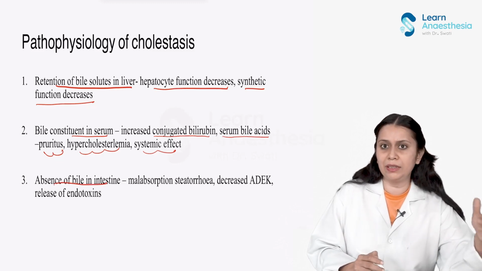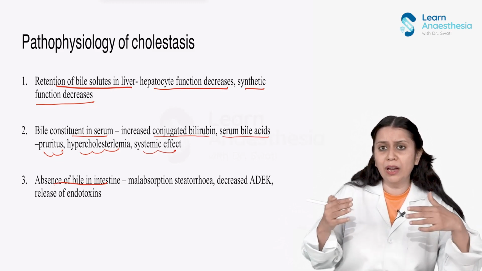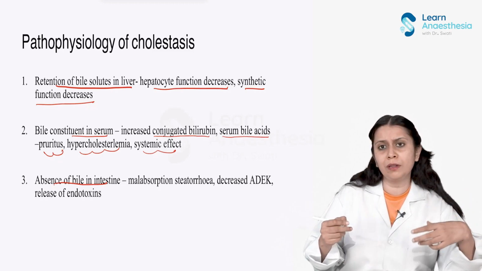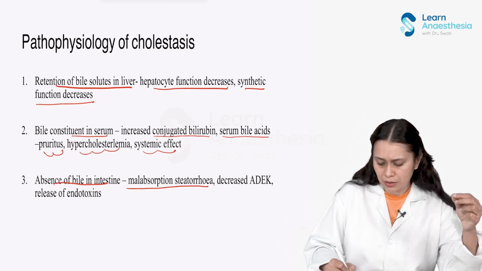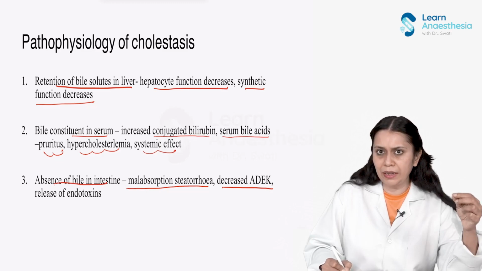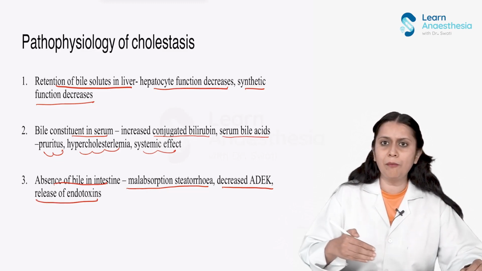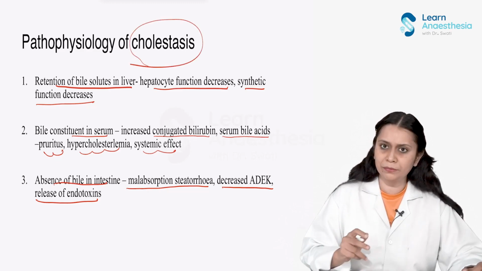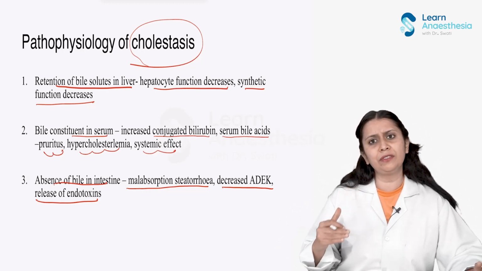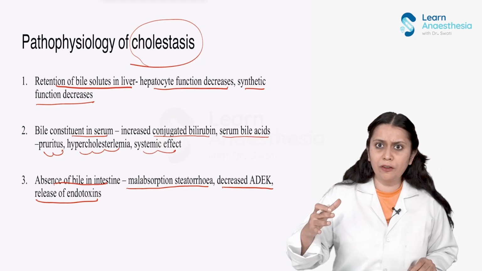Absence of bile salt in the intestine, right? Absence of bile salt in the intestine would affect the absorption of the fat-soluble vitamins. So malabsorption, steatorrhea, decreased ADEK, the fat-soluble vitamins, and release of endotoxin. So these three important impacts of cholestasis will happen. Okay, and all these impacts we have to remember, and we have to manage our patient keeping these things in mind.